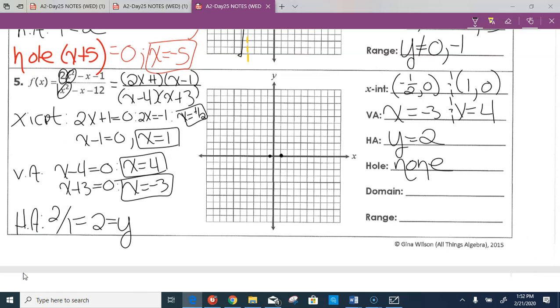Let's go ahead and fill these in now and get our graph. So we're going to have a couple of asymptotes. The vertical asymptote, we're going to have one at negative 3. So I go over to negative 1, 2, 3 on the x and make my first asymptote. Have another asymptote at x equals positive 4, 1, 2, 3, 4. And then I have my horizontal asymptote at y equals positive 2.